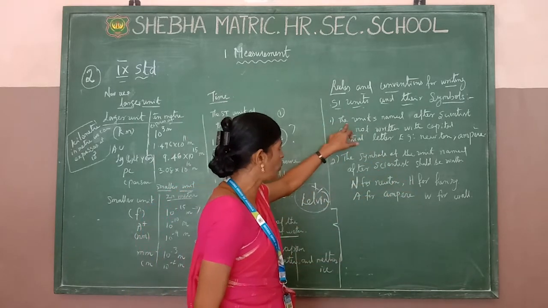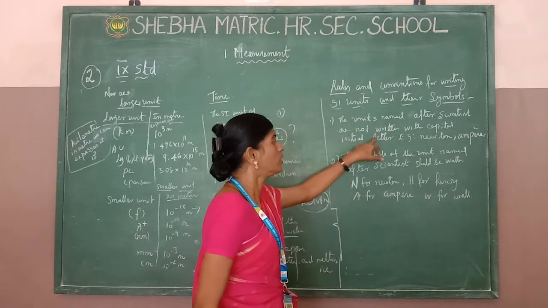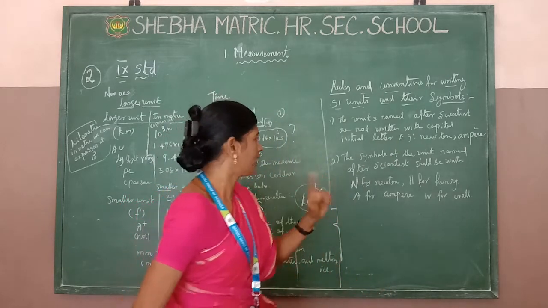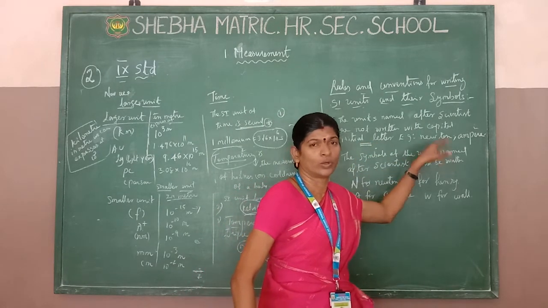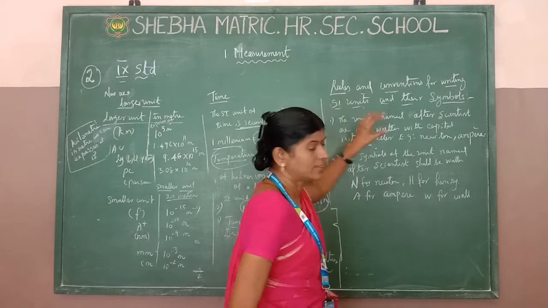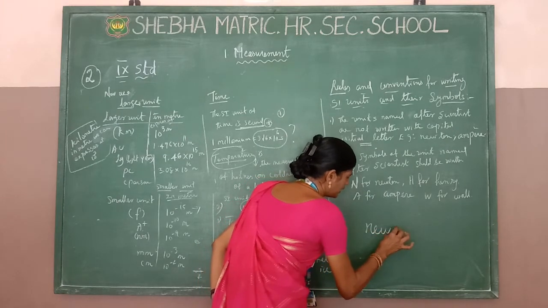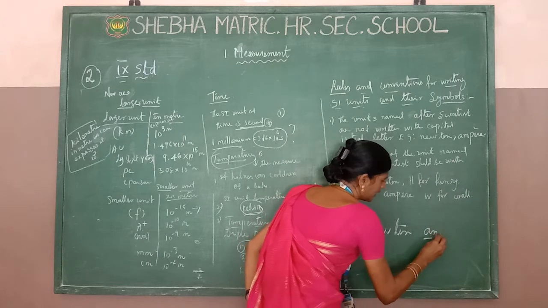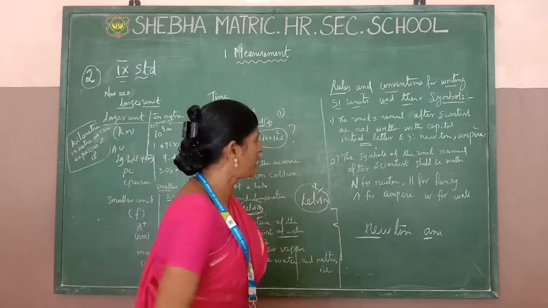Units named after scientists are not written with capital letters. Use only small letters. The scientific name is written in capitals only for the symbol of Newton. For example, newton is written in small letters, and ampere is also written in small letters. Put them in small letters only.